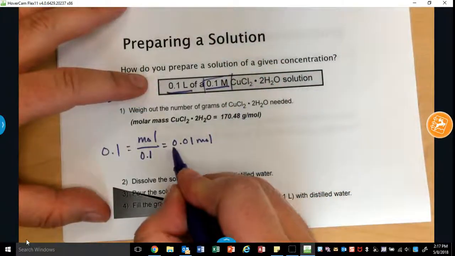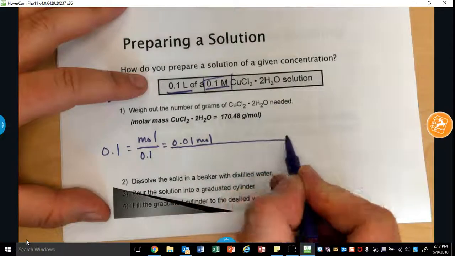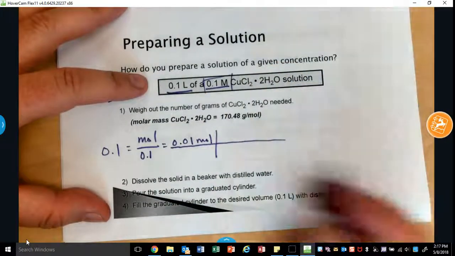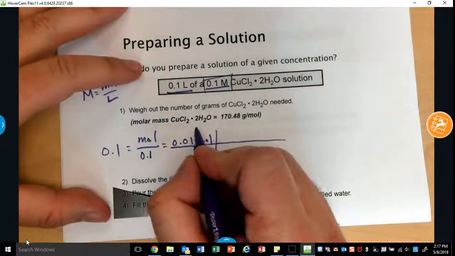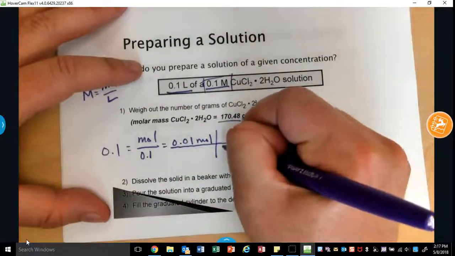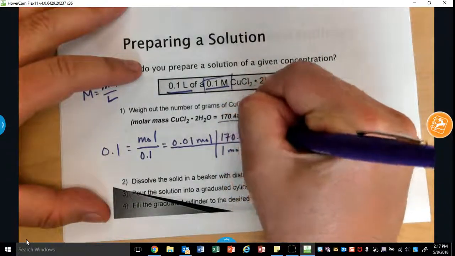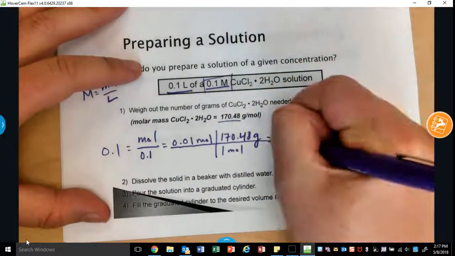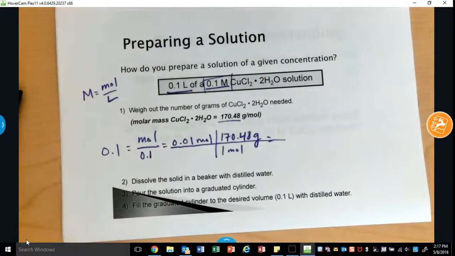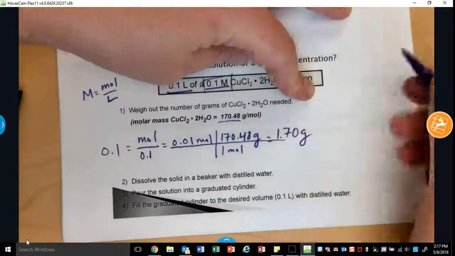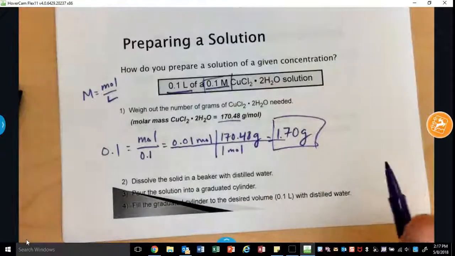So now that we have the moles of solute, you got to remember our balances in the classroom do not measure moles, they measure grams. So we're going to have to convert that into grams. So again, I'm given the molar mass. So now I'll put 1 mole down here so that moles will cancel. I'll put the molar mass up here. And when we do that, I get that that's 1.70 grams of solute.